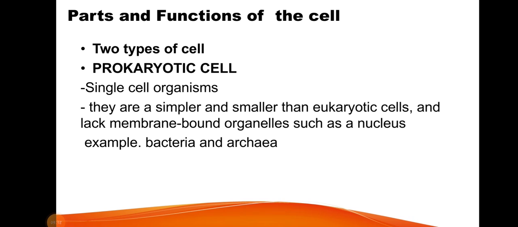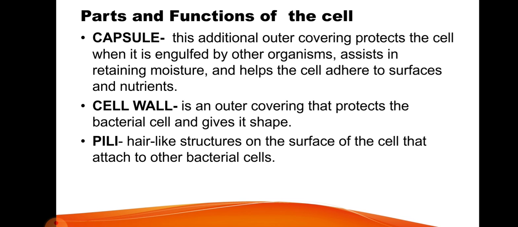Next, this is the second type of cell. It is called the prokaryotic cell. A prokaryotic cell is a single-cell organism. They are simpler and smaller than eukaryotic cells and lack membrane-bound organelles such as a nucleus. Examples are bacteria and archaea.